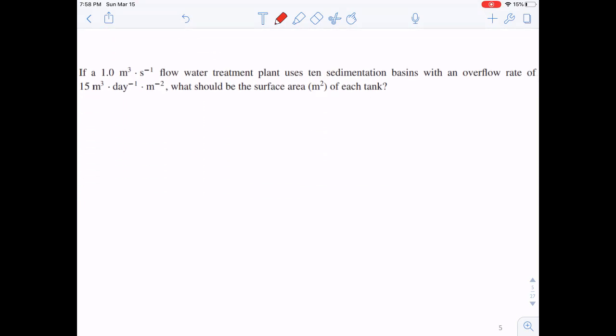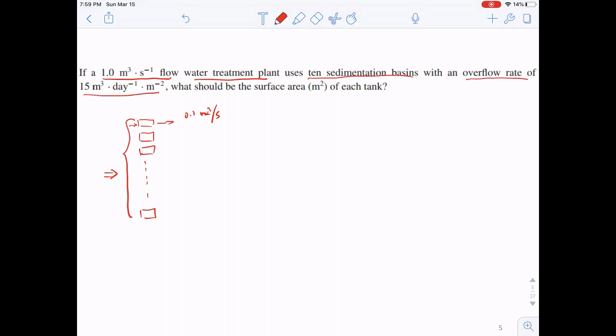So here we have a very simple example, and also this is one of your homework problems. Let's say that we have a certain water treatment plant that uses a flow rate of 1 meter cubed per second, and then it has 10 sedimentation basins. So what that means is that, let's say this is the main flow of the water, and then it will separate into 10 sedimentation basins, right? And what that also means is that each sedimentation basin is just going to use 0.1 meter cubed per second of the flow rate, okay?